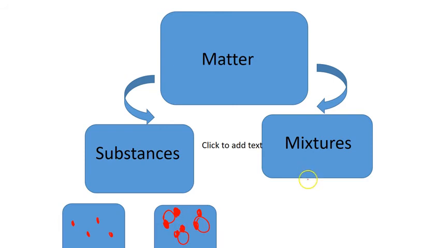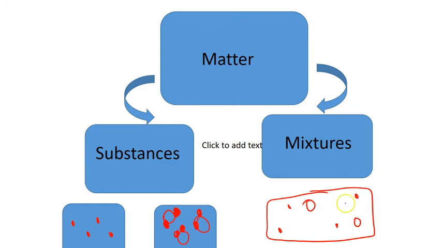And then in mixtures, I can have two types of mixtures, but when we think about our particle drawings, we really only have one. So for my mixture, I might have some elements in there. I might have a different kind of element. Looks like that. And then I might even have a compound in there as well. And all these things would be mixed in together, not bonded together, and that would make it a mixture.